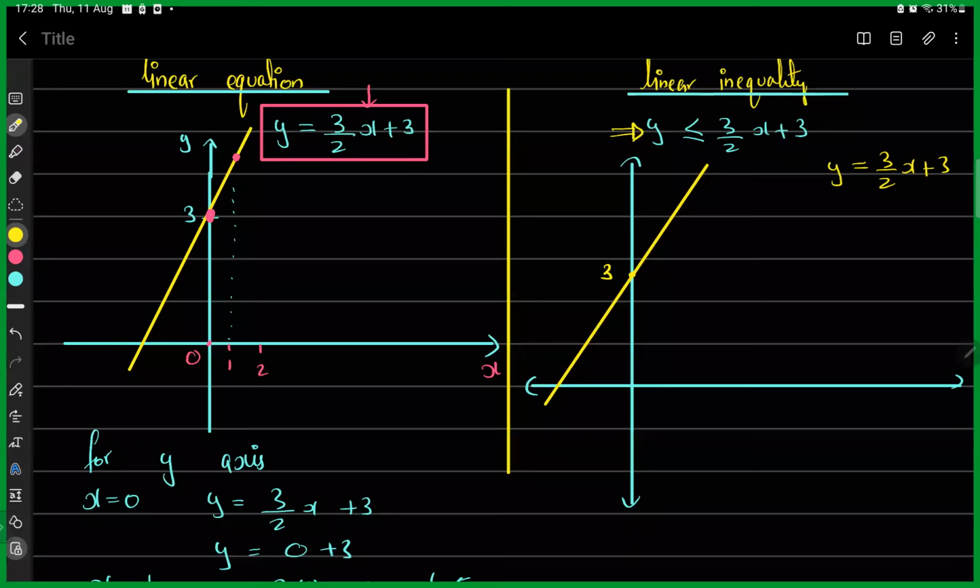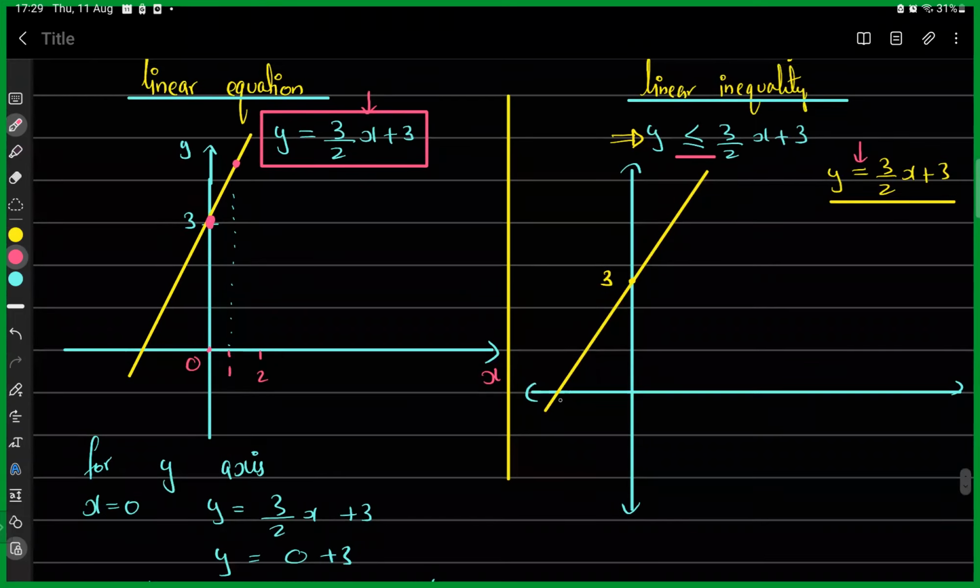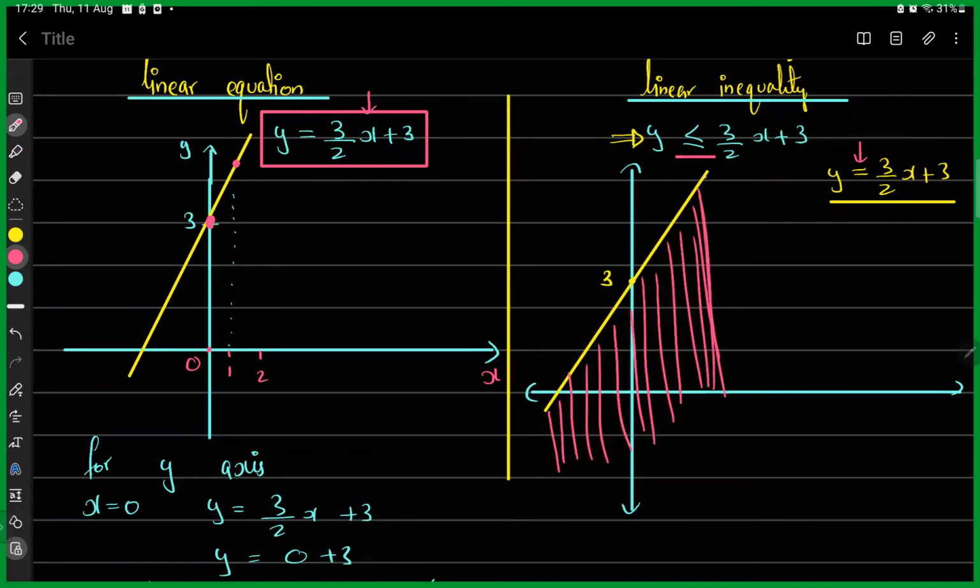This yellow line is for y is equal to 3 by 2x plus 3. If it says y is less than or equal to, when it is y is equal to, you have this yellow solid line. When it says y is less than or equal to 3 by 2x plus 3, it would be all the region that is coming under this yellow line. So this is going to be your graphical representation for this inequality.